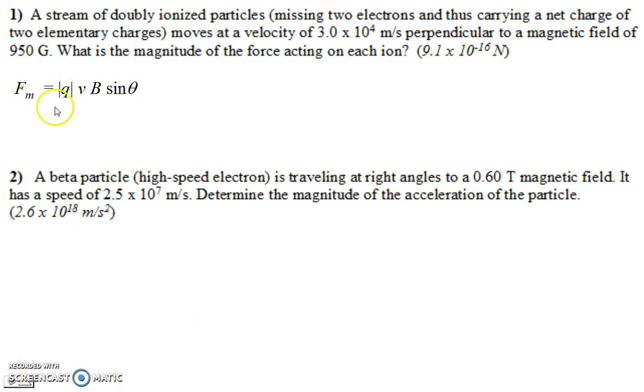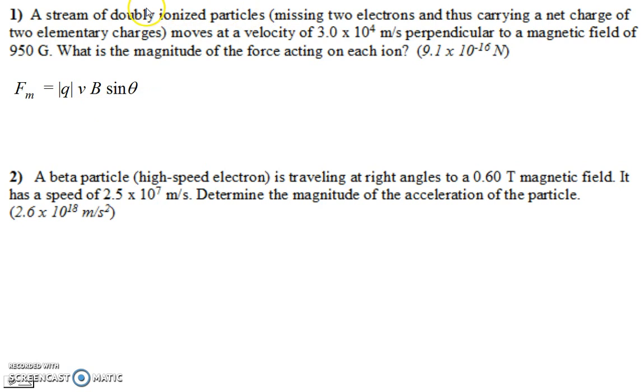And of course, that's the charge in the equation, which of course has absolute value around it. V is its velocity, B is this external magnetic field, and then we have sine of theta. And as we've seen before earlier in the year, anytime theta is part of the equation, it always refers back to the two previous vectors. In this case, that's going to be the velocity vector and the magnetic field vector, which in this case just means it's perpendicular, so it's going to be 90 degrees. But let's go ahead and see what the charge is.